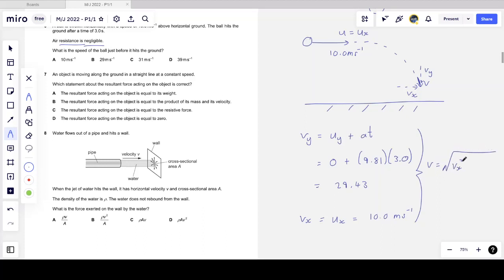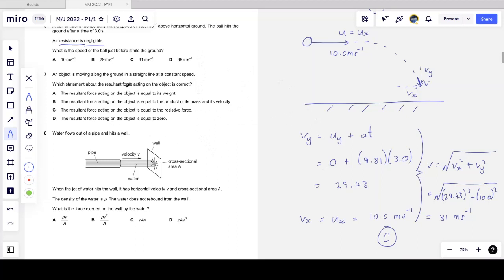That's the square root of vx squared plus vy squared. And that's the square root of 29.43, again, all my units are in SI, so I can just write them as is, squared plus 10 squared, which gives me a final velocity of 31 meters per second. And this corresponds to option C. And so that is option C.